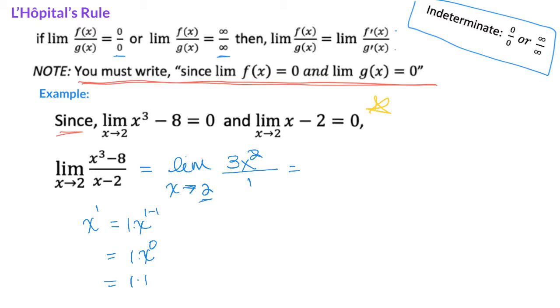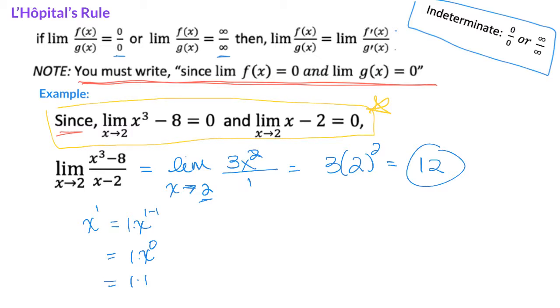So we can plug that 2 in, and we have 3 times 2 squared, which equals 3 times 4, which equals 12. So yes, I know it's a pain to have to write this, but it saves you a lot of time getting this.